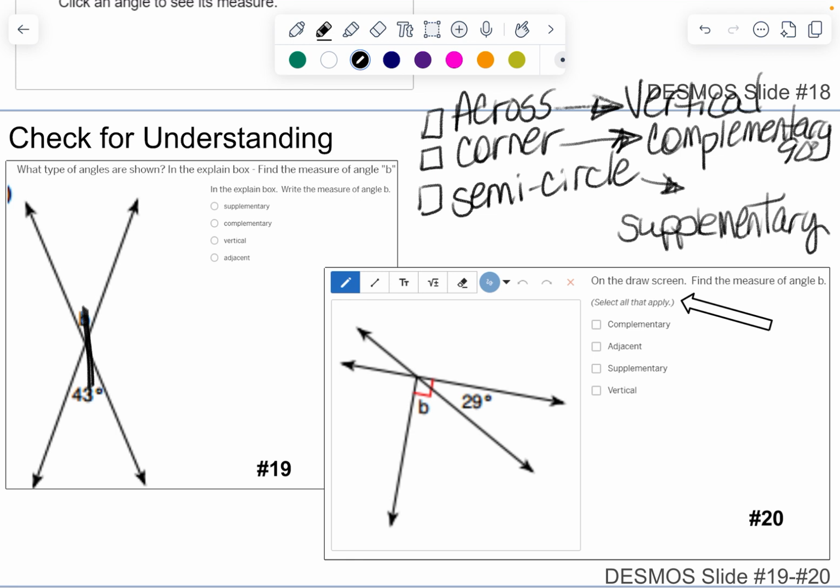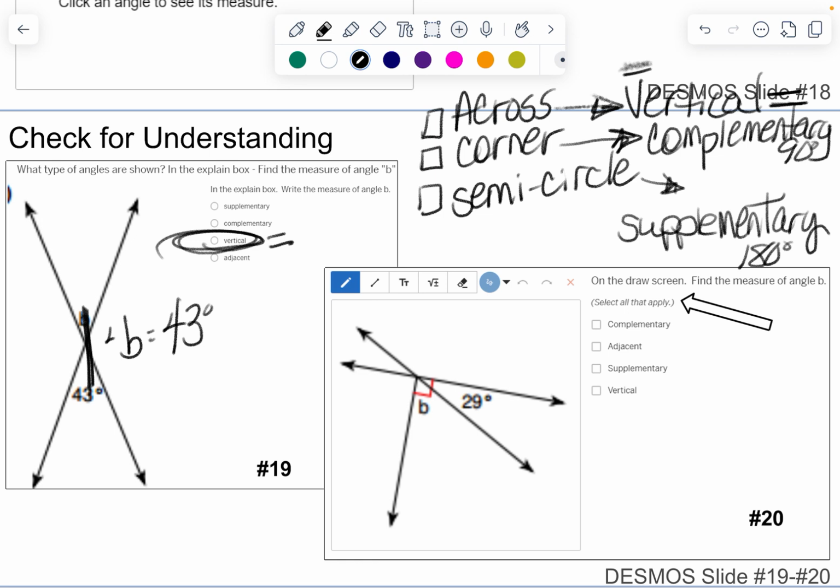Complementary is 90, supplementary is 180, vertical is equal. Equal, okay? These are vertical angles, and it wants to know what's the measure of angle B. We know that vertical angles are equal to each other, so angle B is equal to 43 degrees also.